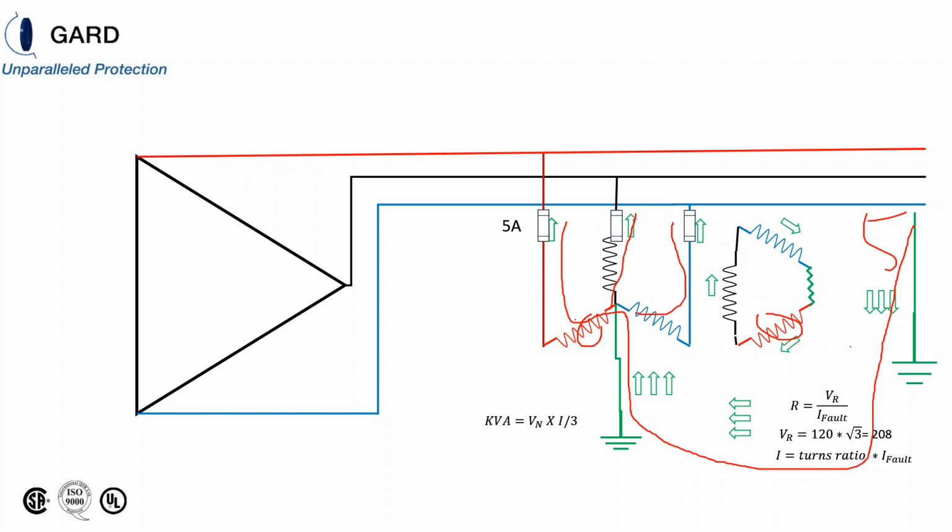So this resistor, when there's a fault on the system, is going to have a potential of 208 volts across it, if it's 4160 to 120. The current is the turns ratio times the fault current. So it's basically 34.67 times 5 amps, which gives us a maximum current of 57.9 amps. And you divide 208 by 57.9, a 3.6 ohm resistor here will limit the fault current to 5 amps on the primary.